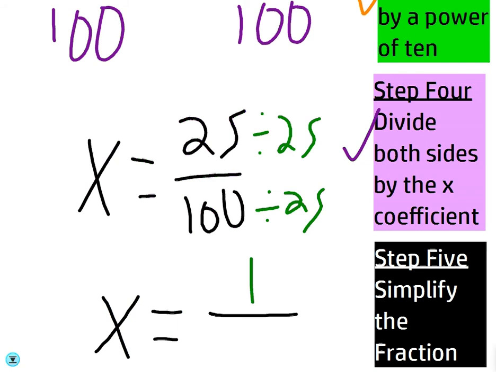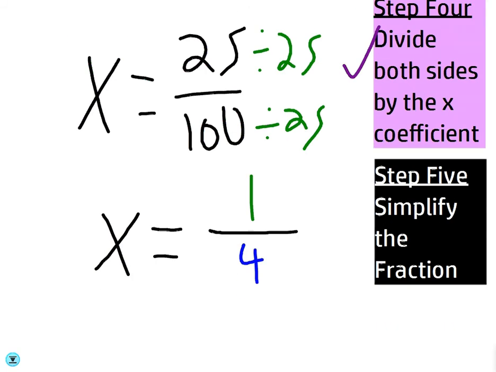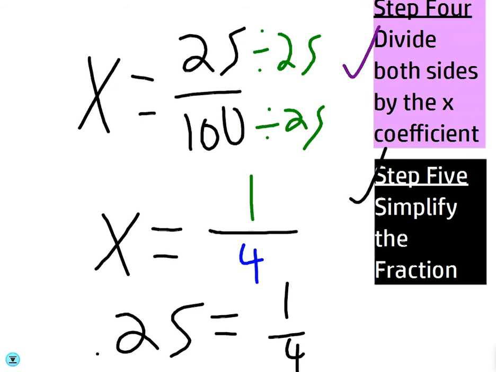25 over 25 is 1. 100 over 25 is 4. And that's it. So the decimal 0.25 is 1/4. Okay, obviously they're going to get a little bit more difficult.